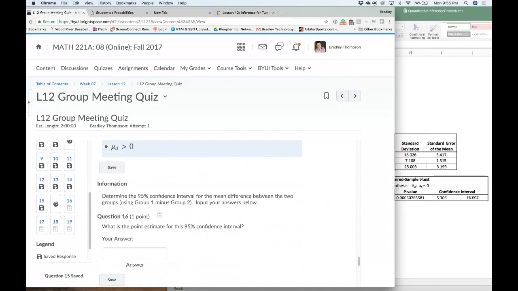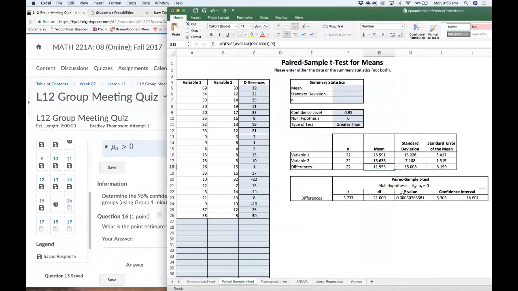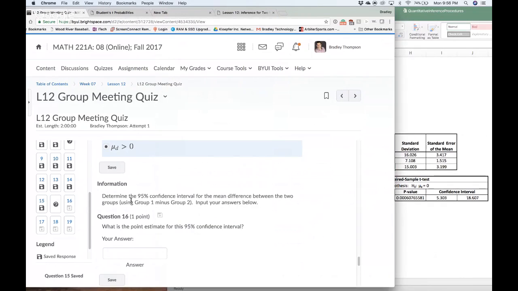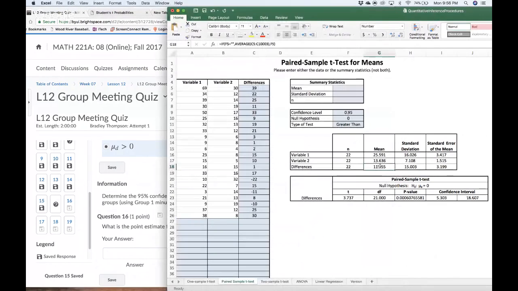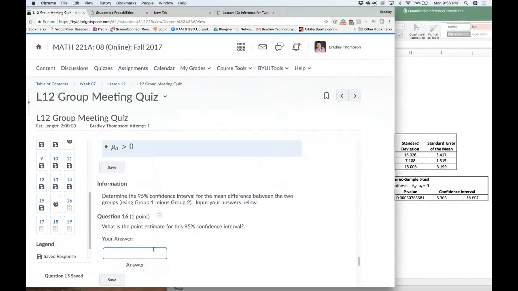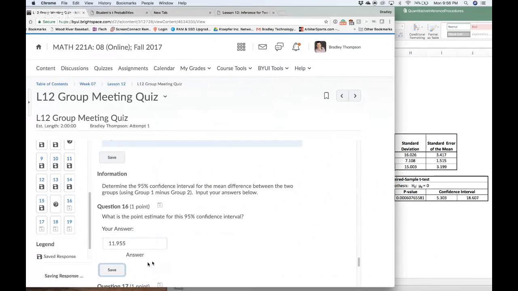Oh, okay. Point estimator. So is it the difference mean? Oh, that's a good question. Which one is it? Is it the 11.955? It would be, wouldn't it? Because it was saying that in paired samples, we don't care about the actual numbers of the different groups. We just care about the difference. It says using group 1 minus group 2. And it's asking for the X bar, this point estimate, wouldn't that be 11.955? Yeah, it should be. I think we're overthinking it.